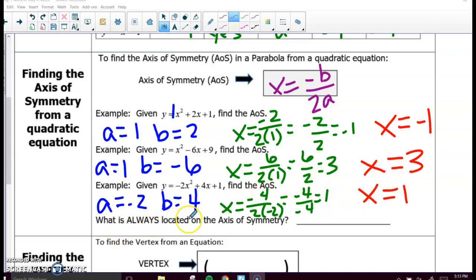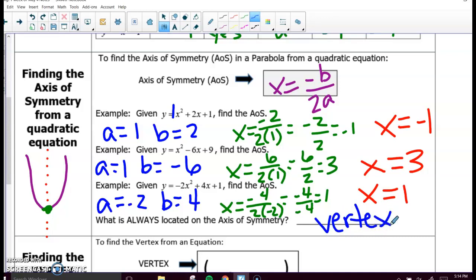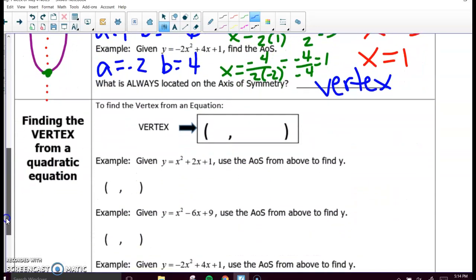What is always located on the axis of symmetry? If we think about our parabolas, my axis of symmetry is right here. What is always located on my axis of symmetry? That point right there. And what is that point? Our vertex. So now we have some more information to locate our vertex.